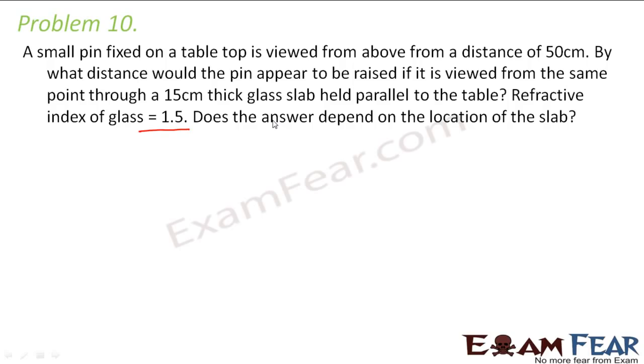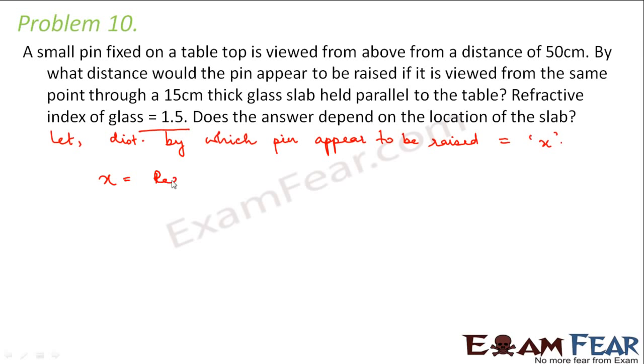There we saw that the fisherman or the eye was located at the same position, just that due to the presence of the water, that is a different medium, the depth of the fish changed. Similarly here, due to the presence of the glass slab, the distance or the position of the small pin will change. So let us suppose that the distance by which the pin appears to be raised is equal to x.